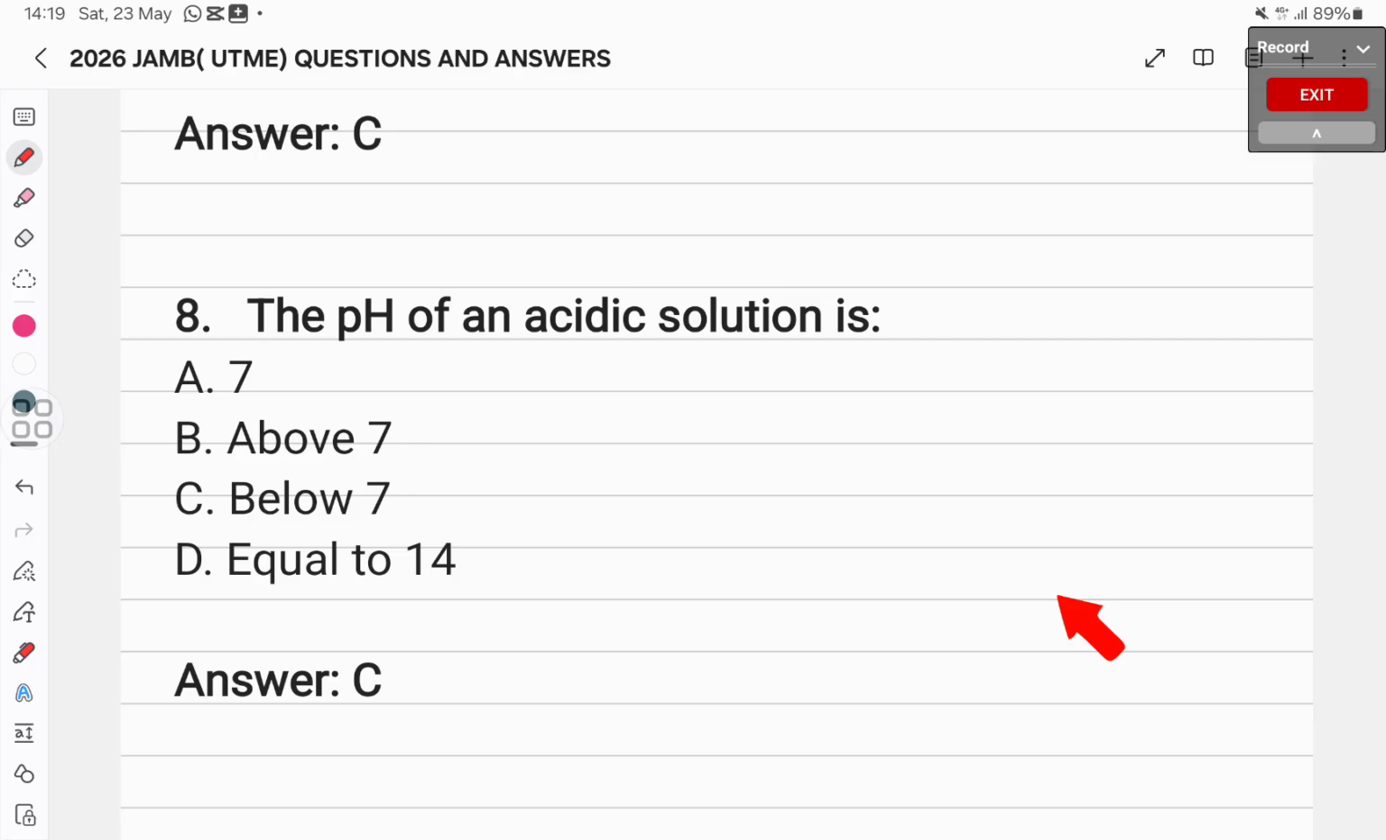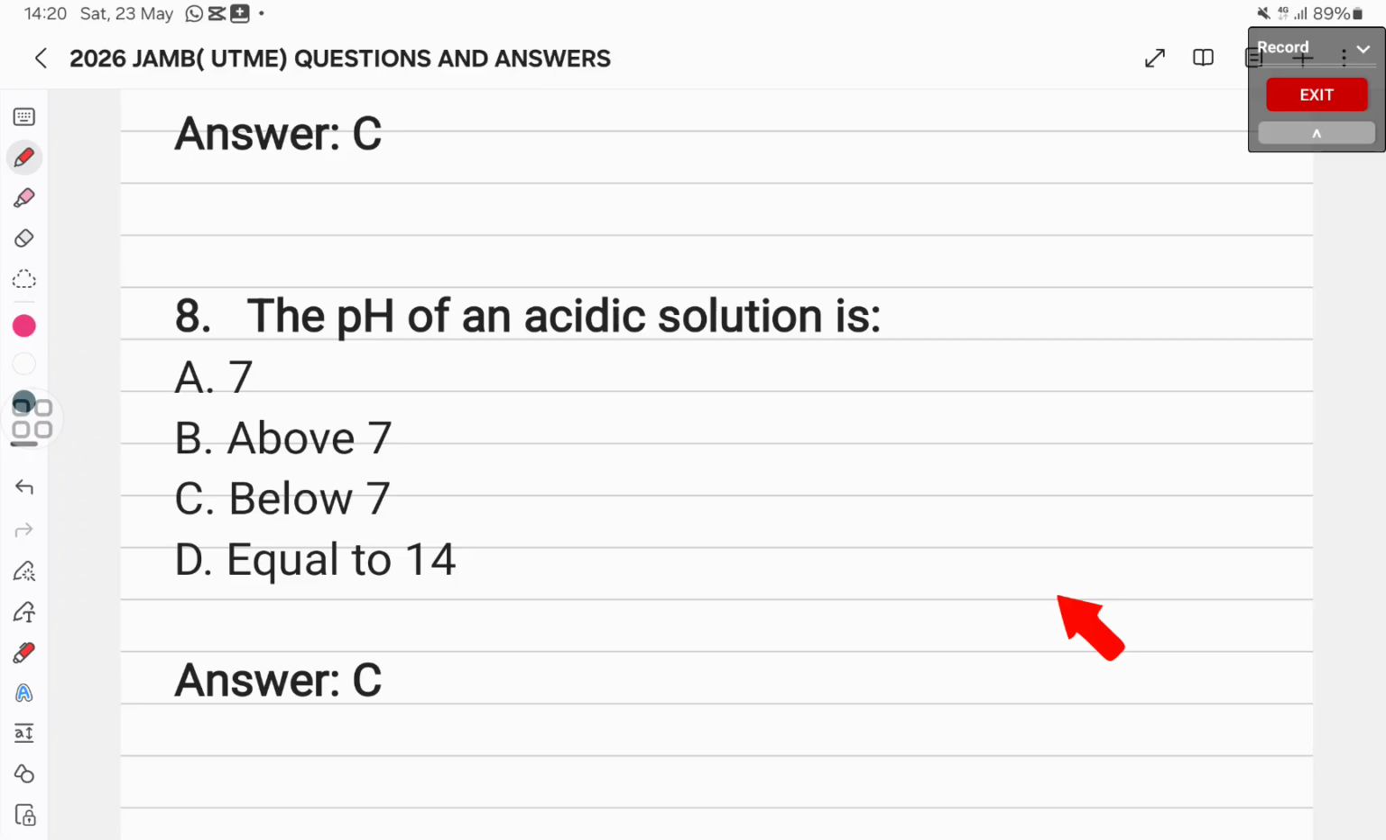To define pH, the pH of a solution can be defined as the degree or the measure of the concentration of hydrogen ions in a solution. The first way is a measure of the concentration of hydrogen ions or hydronium ions, that is H3O+, in a solution. What is the concentration of the hydrogen ion or hydronium ion in that solution? That defines the pH of that solution.